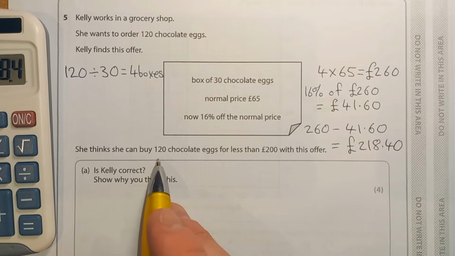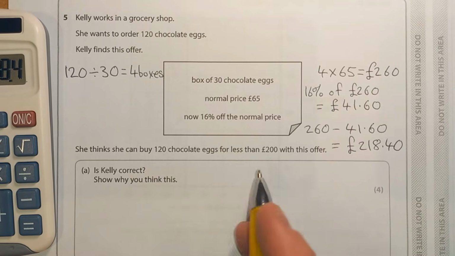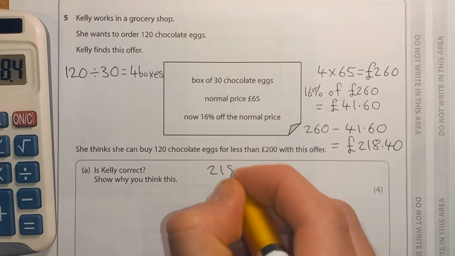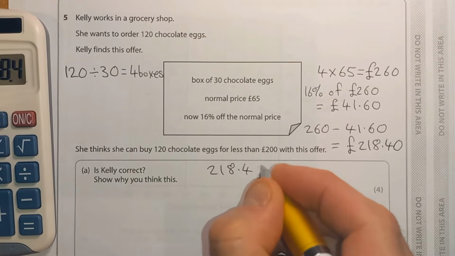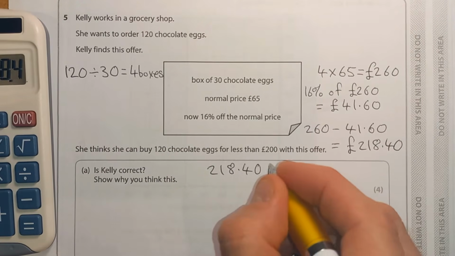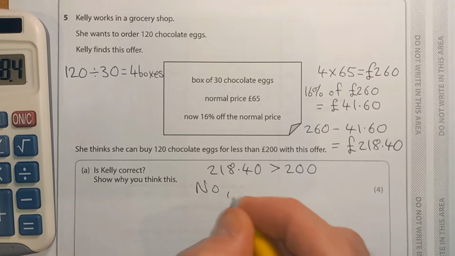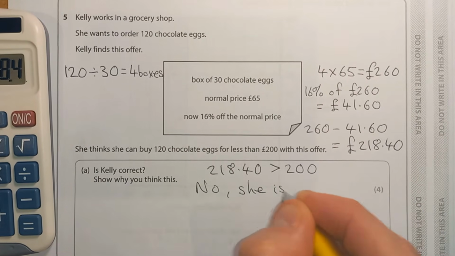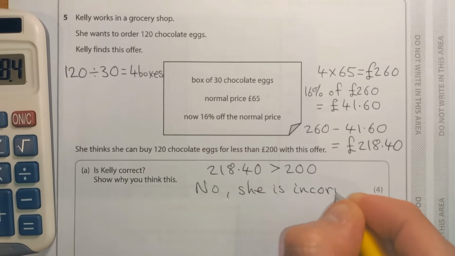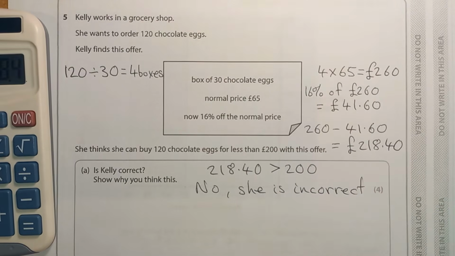She thinks she can buy 120 chocolate eggs for less than 200. Well, 218.40 is more than 200, so no, she is incorrect.